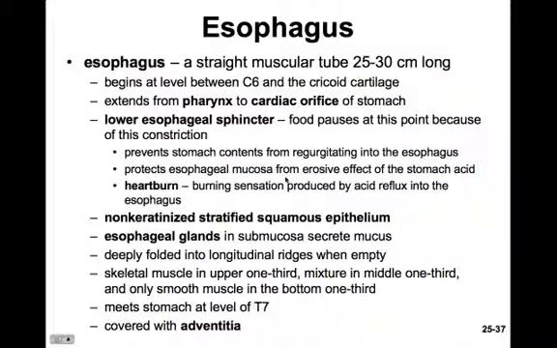The lower esophageal sphincter is at the bottom of the esophagus, and food pauses here for a moment. This valve prevents stomach contents from being regurgitated into the esophagus, and thus it protects the mucosa from the erosive effect of stomach acid. This is where we feel heartburn. If this sphincter allows acid to reflux into the esophagus, we get this burning sensation. It has nothing to do with the heart. The esophagus is covered by adventitia, which merges into the adventitias of the trachea and the thoracic aorta.